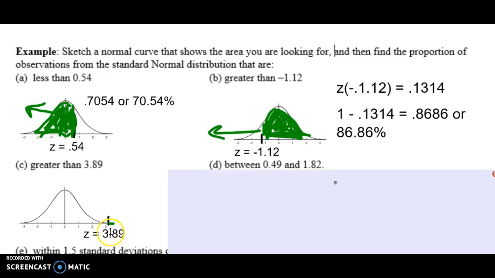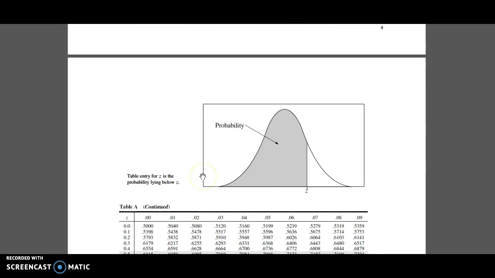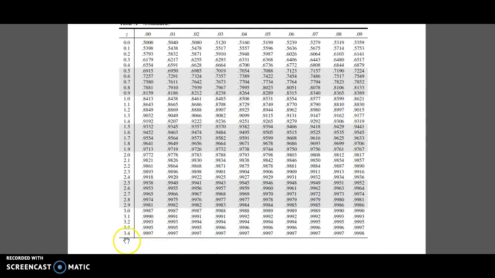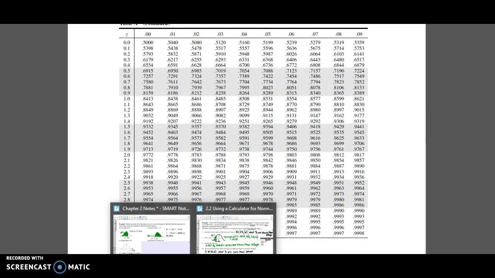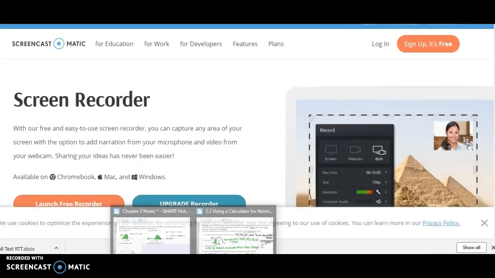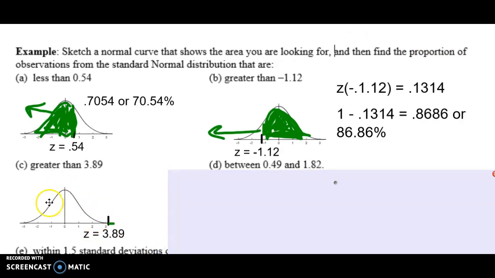In part C, we want greater than 3.89, so basically above almost 4 standard deviations from the mean. We're talking about almost nothing out there under that curve, and if we look at the table and we go to the positive z values, we see that 3.49 is the highest that they go, basically because that is almost 1, 0.9998. So if we're talking about the area to the left of the curve, we're saying this unshaded area is almost 1, which would leave the shaded area basically at 0%.